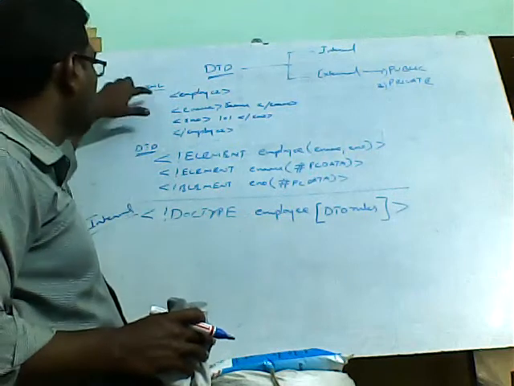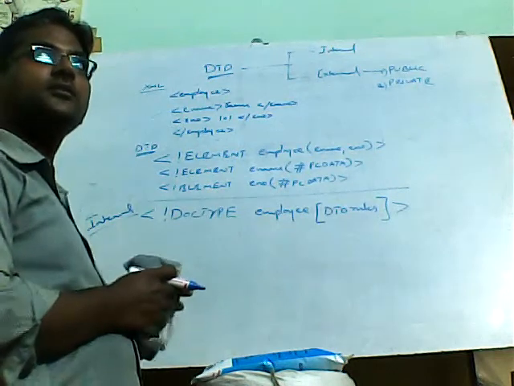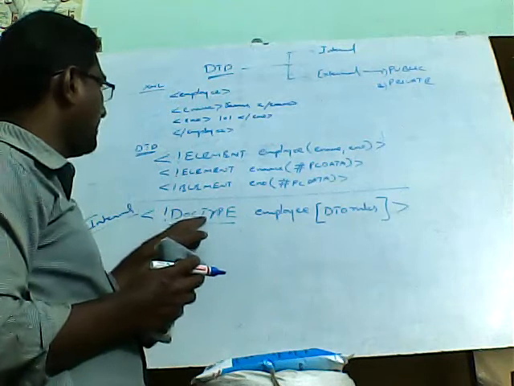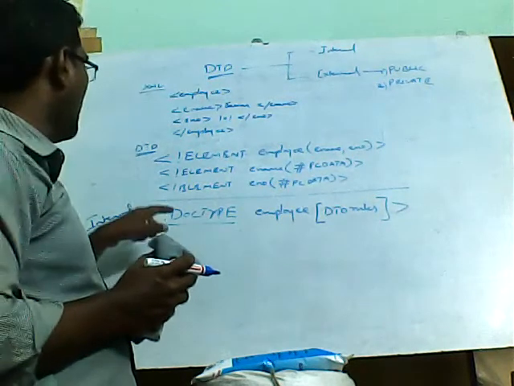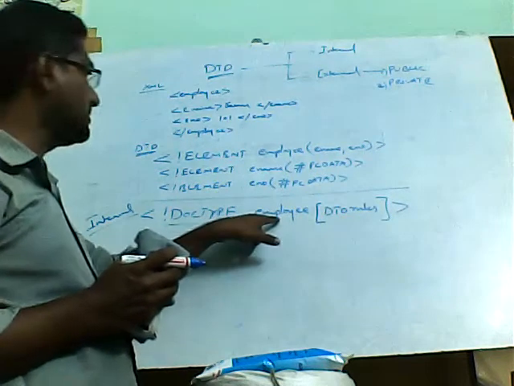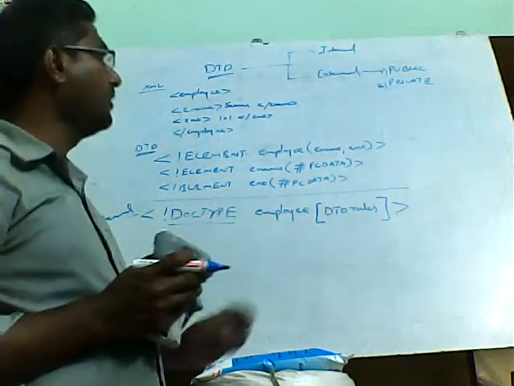In order to link the XML document with the DTD, we will be using one element, that is the DOCTYPE element. With the help of this DOCTYPE element, we can link the DTD with the XML document. With this syntax we will do it: the root element followed by all the rules.